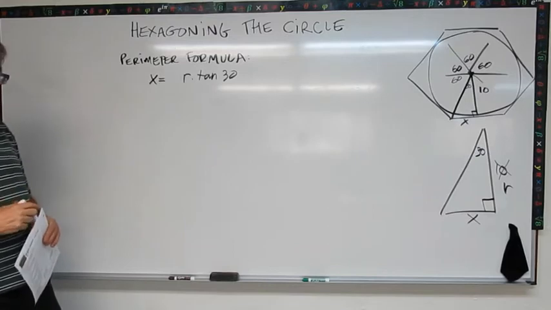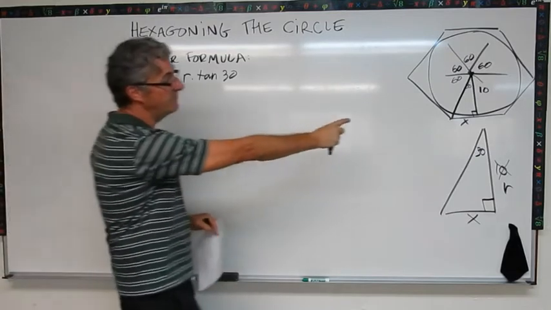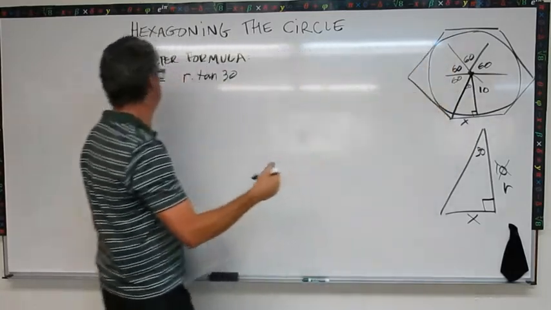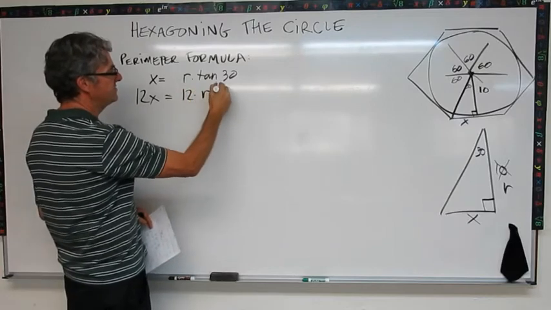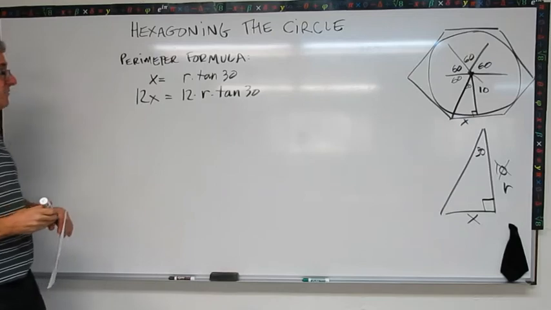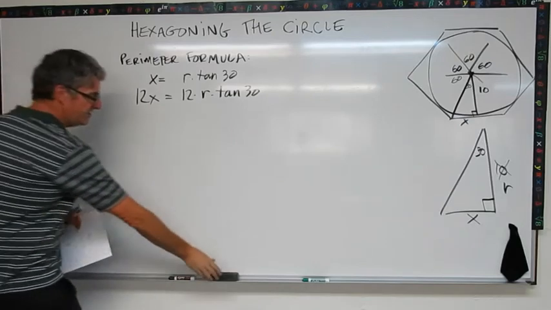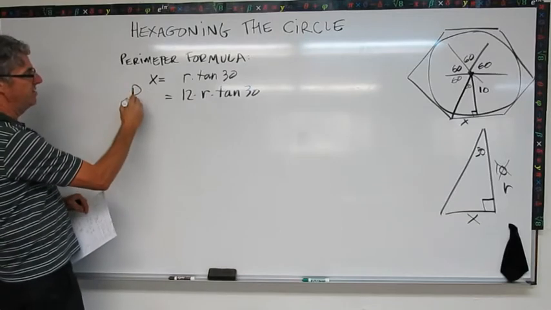What did we do to that? We multiplied it by 12 because there's 12 of these x's going all the way around. So now we're going to have 12 times r times tan 30. Okay? So that would be our formula. I could actually take away the 12 and write the perimeter of the hexagon.